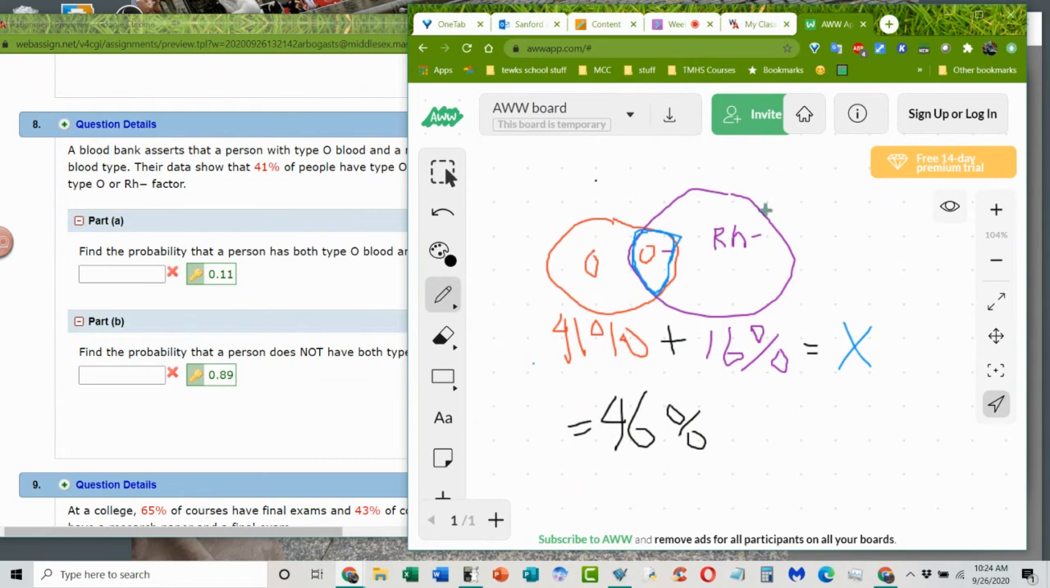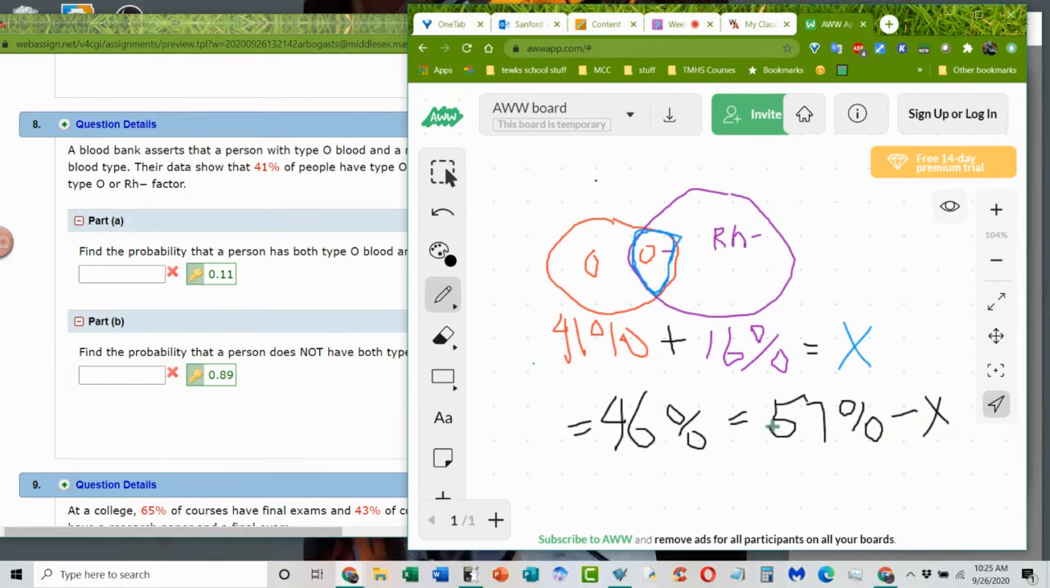So if this is 41% and this is 16%, some of both of those groups fall into this middle area. And so we can find that out by just doing algebra. So we add these together. I get, so 46 is equal to, that's what, 57% minus X. And then I can either look at it and go, all right, 57 minus what number is 46? Or I could do the algebra and bring this over, multiply by negative, all that. Either way, I'm going to get this 11. So 11% of the population is O negative.